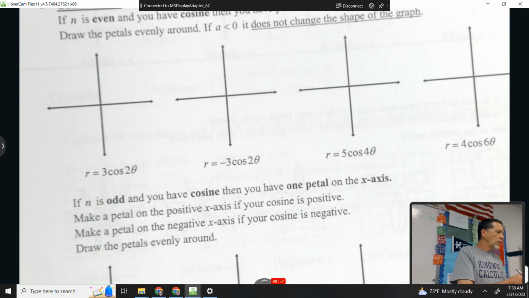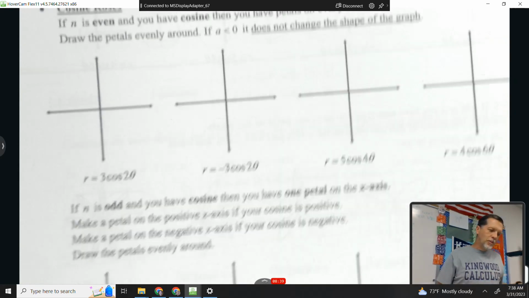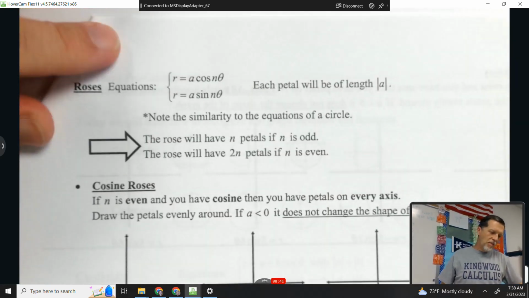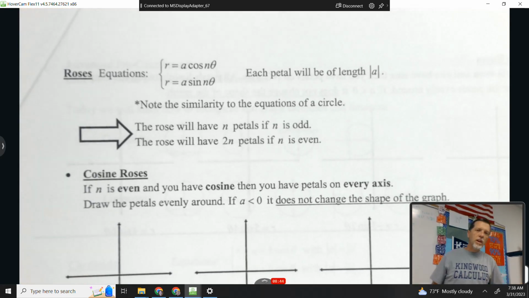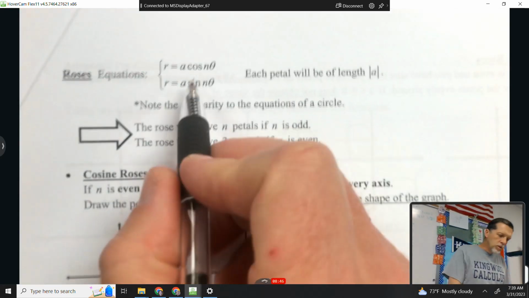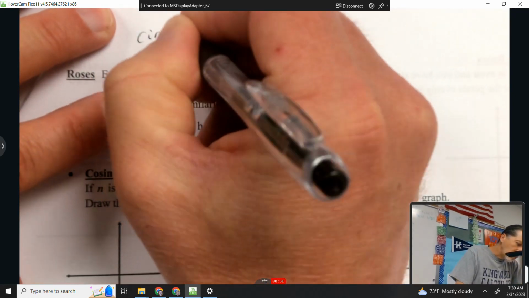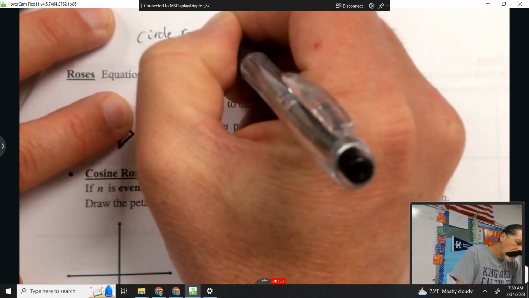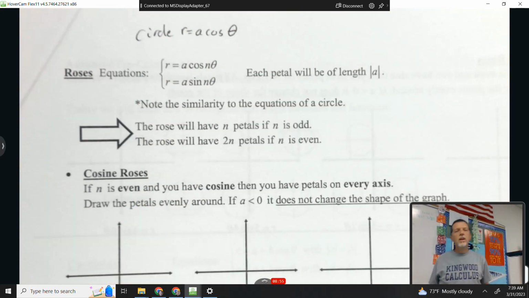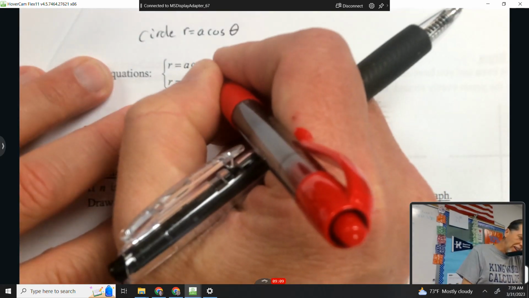Okay, roses. Roses get a little tricky because there's an extra variable thrown in there. So we're on the next page here. A rose looks like this. So let's write the circle equation right above it. R equals A cosine theta. So let me ask the easy question. Even though you don't know what a rose looks like, what is different about the equation? N. There's an n in there. That's what is complicating things, is that n.